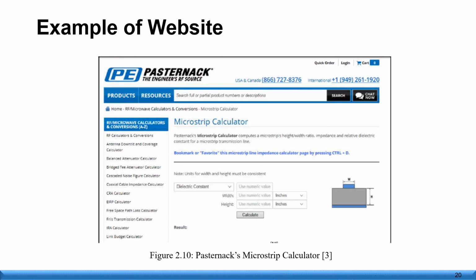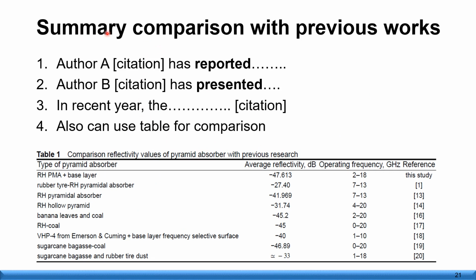Okay, so next, summary of comparison with the previous work. You can have a summary of the comparison with the previous work, something like what the previous authors have reported or presented, and in recent years, many authors have found out something about this. So this is some comparison. You can also use a table for comparison, something like Table 1 here. You can compare the reflectivity value of the pyramid absorber with the previous work.